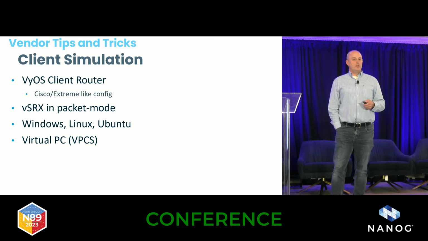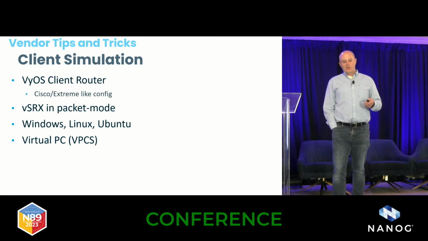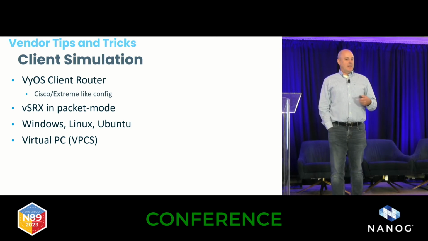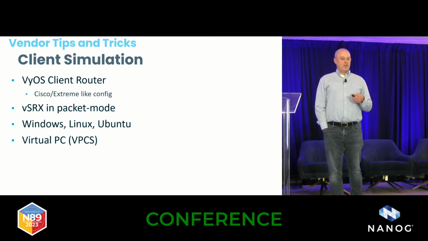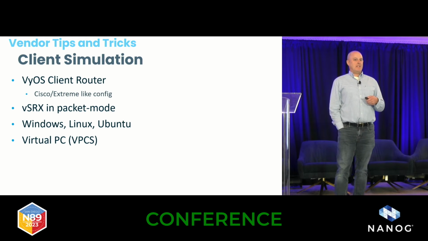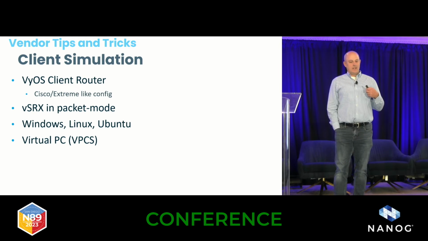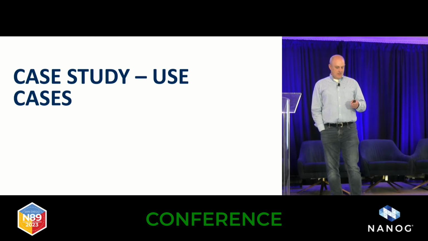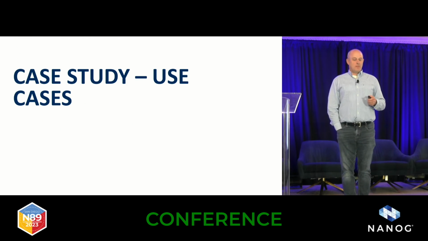If you want true user experience, you can put Windows, Linux, Ubuntu. It'll be more like a desktop environment. And if nothing else, both versions come with a virtual PC, the VPCS. It's good if you just want to do ping, ARP, traceroute tools, and simulate MAC addresses at the client side. So a couple of case studies I want to talk about.